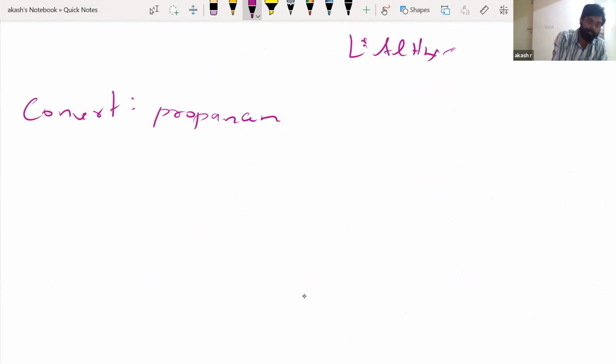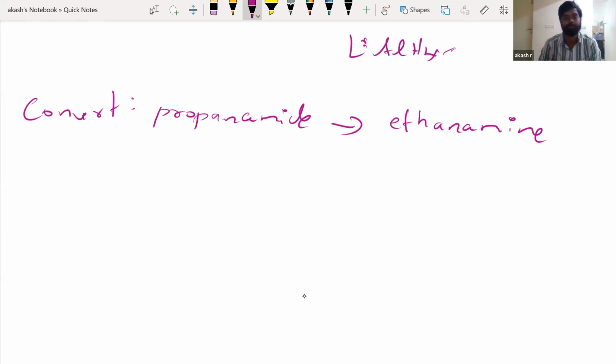Propanamide to ethanamine. Right? What happens? Propanamide to ethanamine. Now you're seeing here I'm going to have 3 carbon atoms, but in this one I'm going to have only 1 carbon atom.